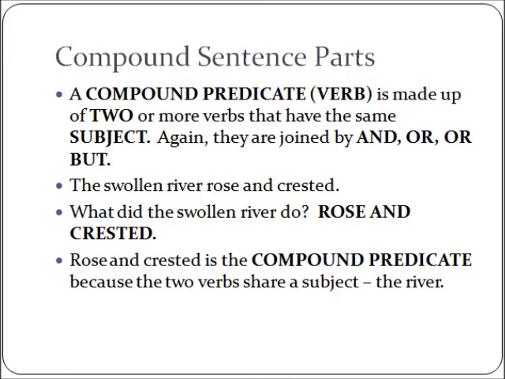A compound predicate, or verb, is made up of two or more verbs that have the same subject. Again, they are joined by and, or, but. For example, the swollen river rose and crested. In this sentence, what did the swollen river do? It rose and crested. Rose and crested is the compound predicate because the two verbs share a subject, the river.